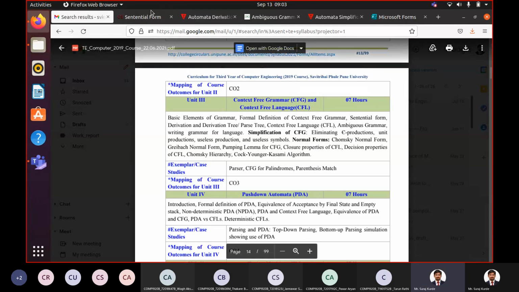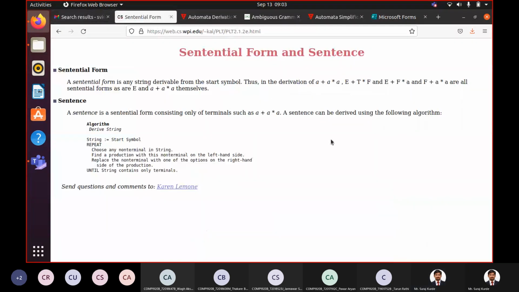So start with sentential form. Sentential form, what is it? It is any string which is derivable from the start symbol. In CFG we have a start symbol, whereas in finite automata we have a start state. Here we have a start symbol, and from the start symbol, whatever string we can derive, that string is called a sentential form.